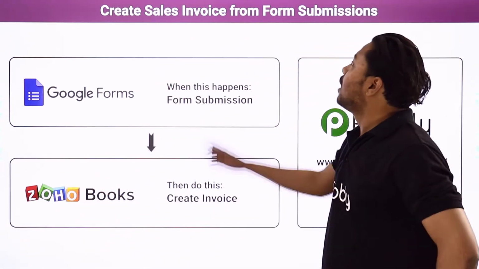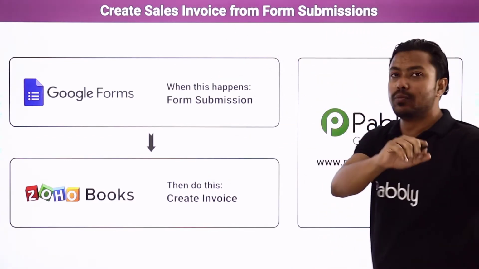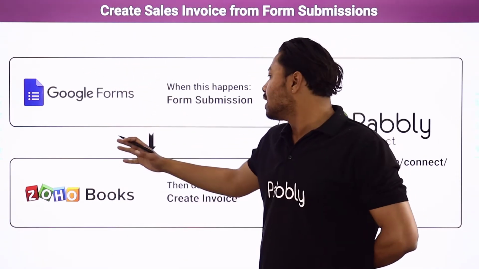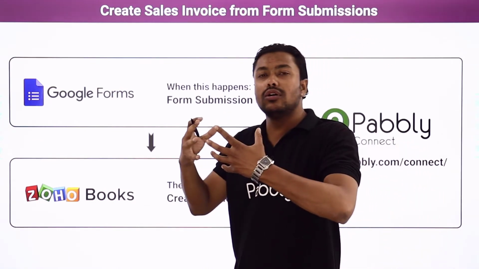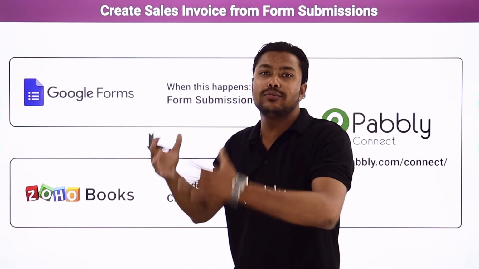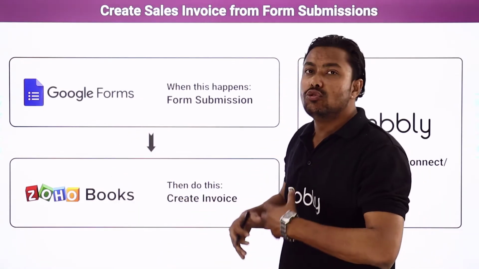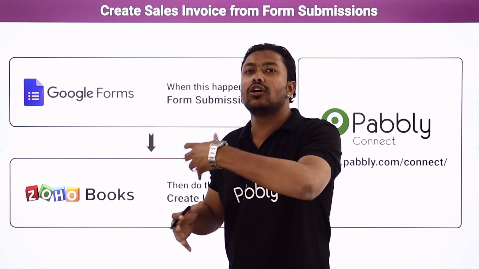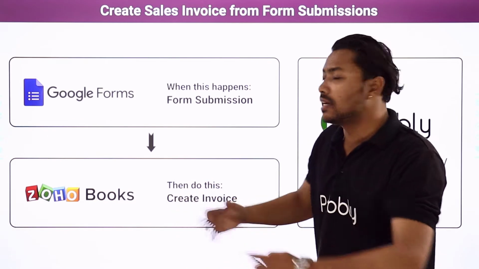So today I am going to tell you how you can create a sales invoice from form submissions in your Zoho Books. Now, Google Forms is an online form building platform, and you all know about Zoho Books. We have many software products like Zoho CRM, Zoho Books, Zoho Campaigns. Zoho Books is usually used to record product items, rate, quantity, and invoices. It is used to create invoices and customers.